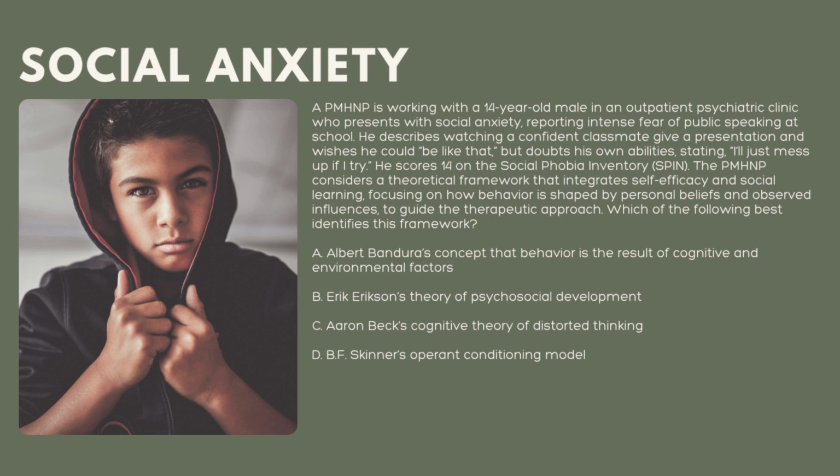The score of 14 on the Social Phobia Inventory, or the SPIN, indicates moderate social anxiety. The PMHNP considers a theoretical framework that integrates self-efficacy and social learning, focusing on how behavior is shaped by personal beliefs and observed influences to guide the therapeutic approach. So, which of the following best identifies that type of framework?